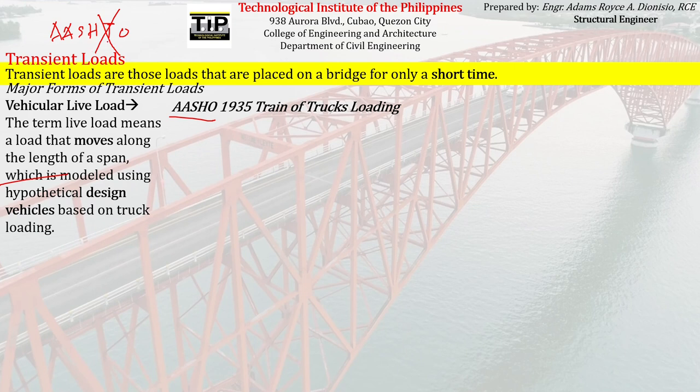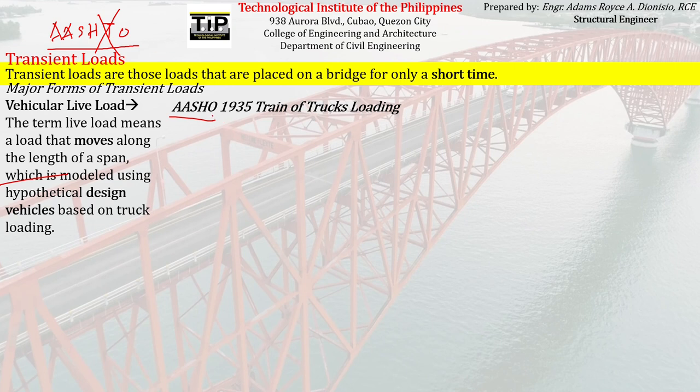AASHTO. American Association of State Highways Transportation Officials. Okay. Wala pa siyang T dati. Wala pa siya nung transportation na term. I think nabanggit ko rin pala to before sa previous modules natin. Bakit wala pa siyang T before yung transportation. Dati wala siyang transportation, tapos nilagyan siya ng transportation na term to signify that this organization is the governing organization for the design of all the modes of transportation. Whether it's air, water, land, or railway mode of transportation.